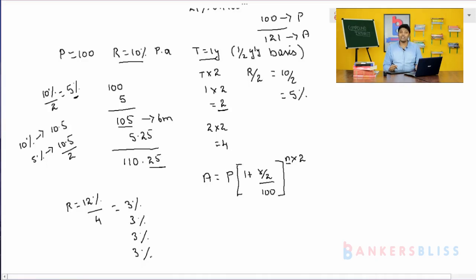So per year how many times you did? 4 times you did. For 2 years how many times you are going to do? 8 times you are going to do. So time period into 4 you have to do. Other than these things, the same methodology for each and every variety. So whatever we have discussed, semi-annually the same concept, the same methodology. Quarterly the same methodology we are going to use.